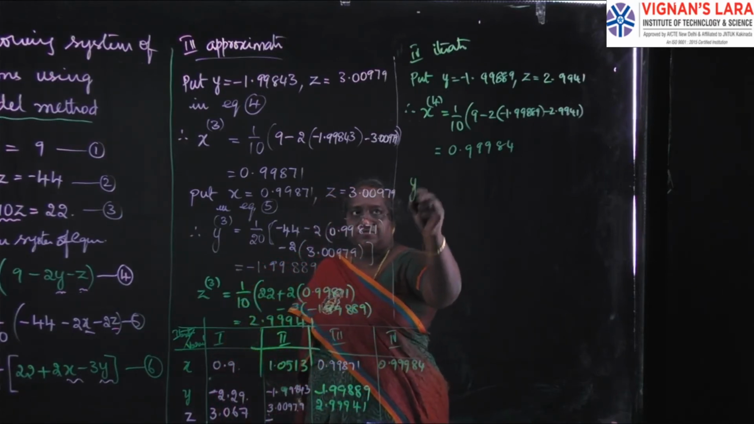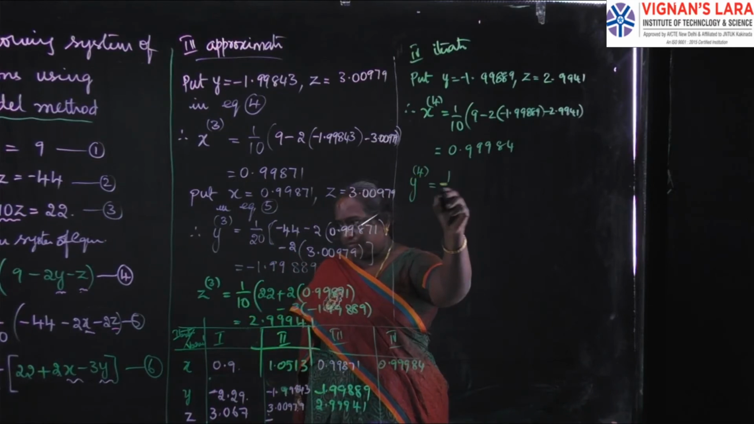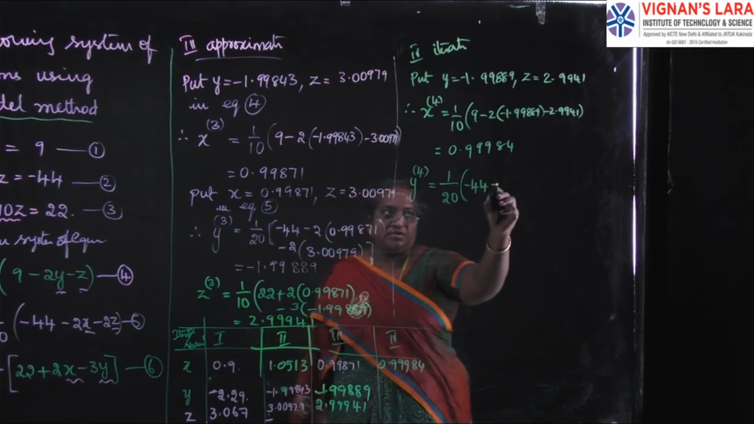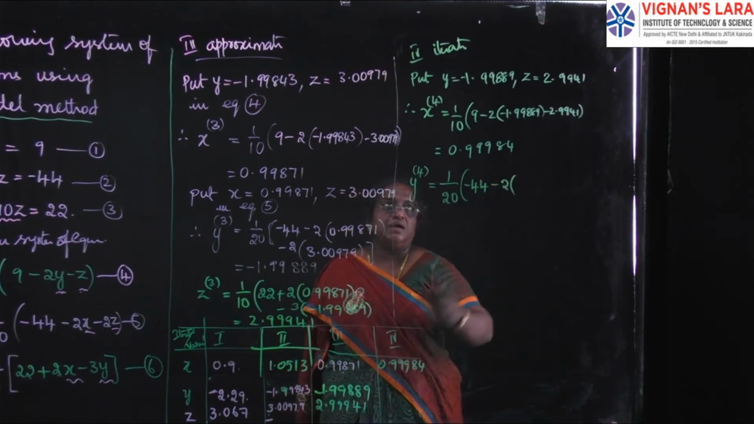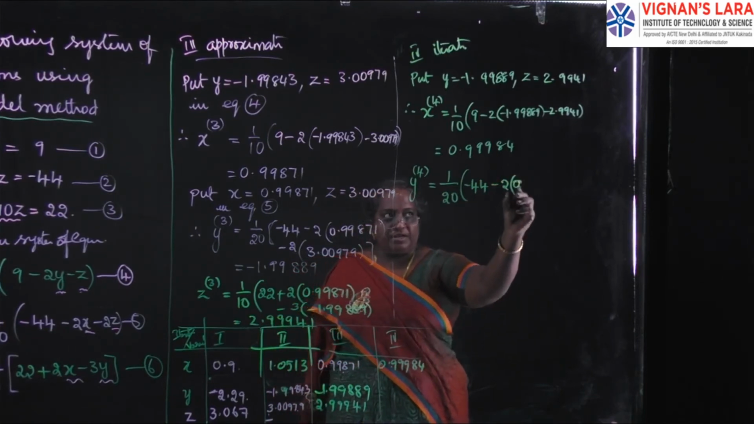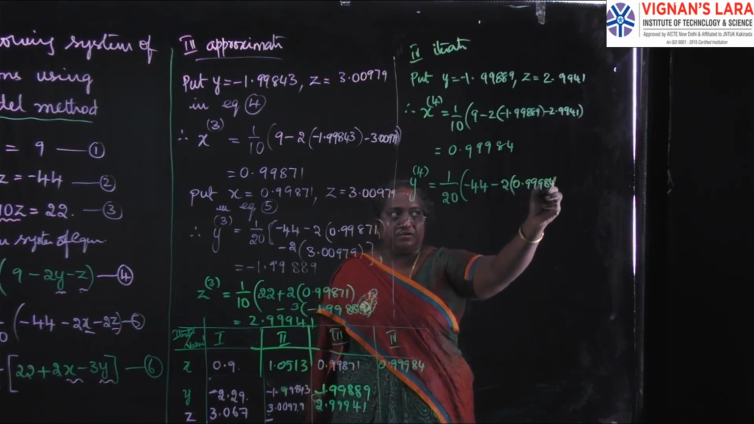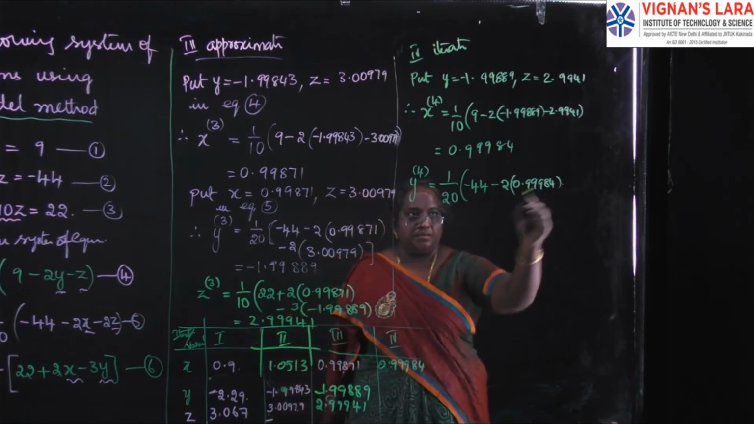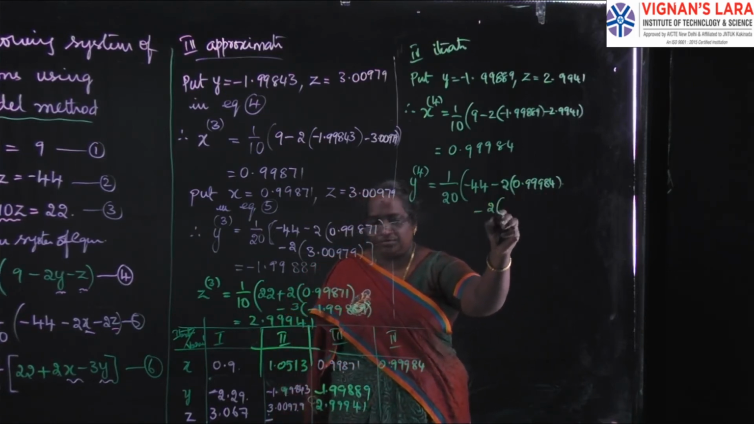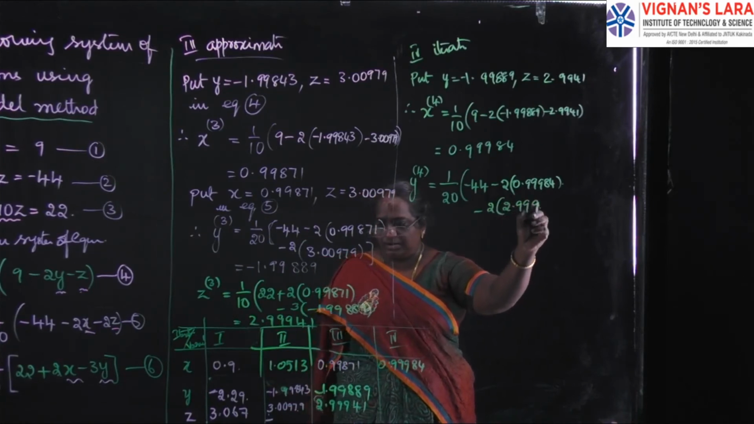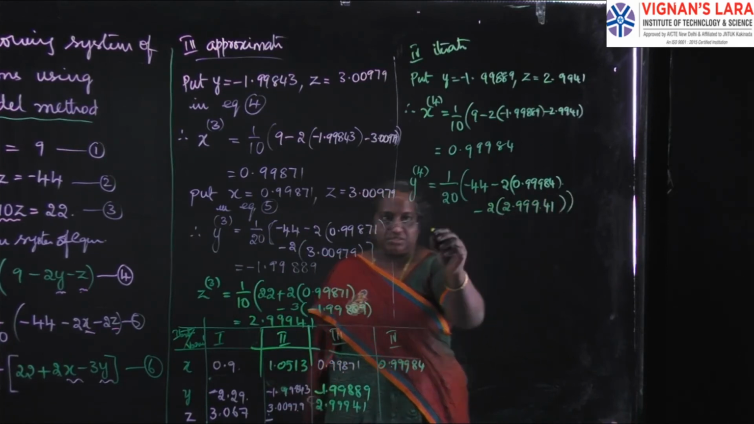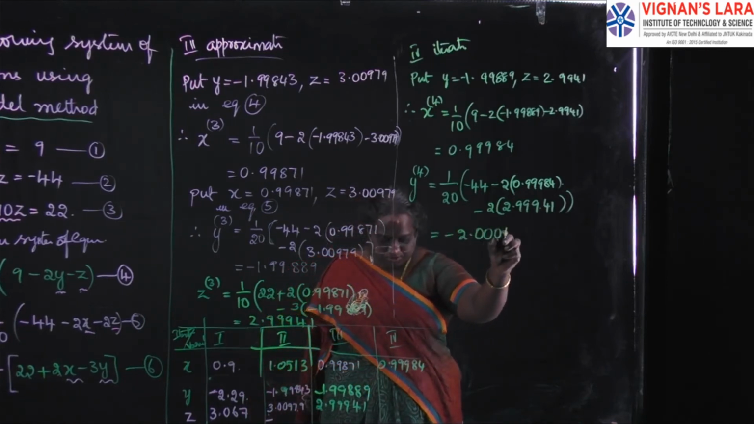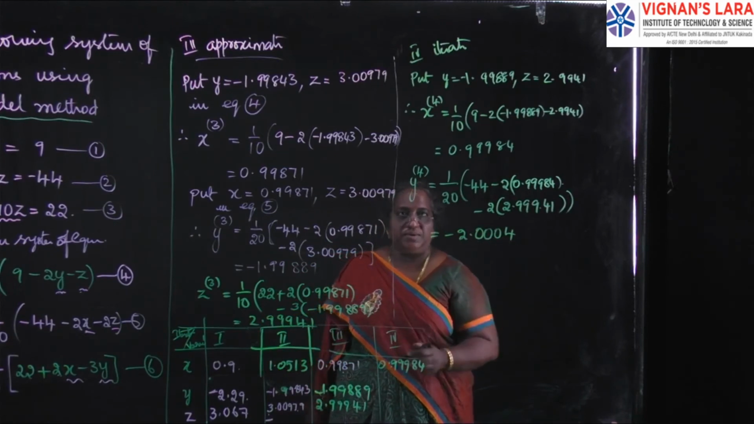Next, similarly, fourth approximation of y is 1 by 20 into minus 44. So latest value of x is 0.99984, minus 2z. So this is the new value of z, minus 2 into 2.99941. So this is equal to minus 2.0004. So almost it is equal to minus 2.